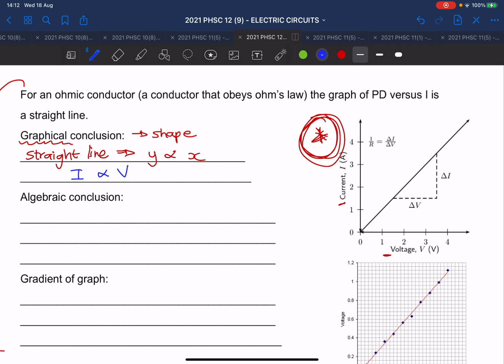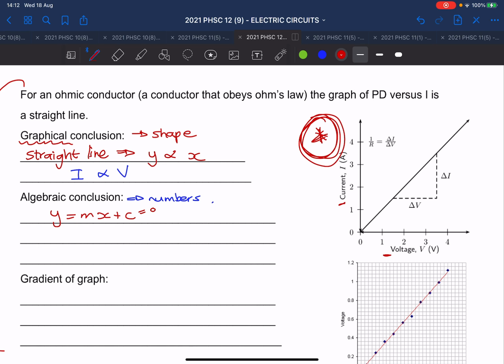Now a graphical conclusion, you have to use numbers or formulas. What is the formula for a straight line graph? It is y is equal to mx plus c. As you can see, it goes straight through the origin, so c is equal to 0 for this one specifically. Now in the exam, you might get one that is not going through the origin.